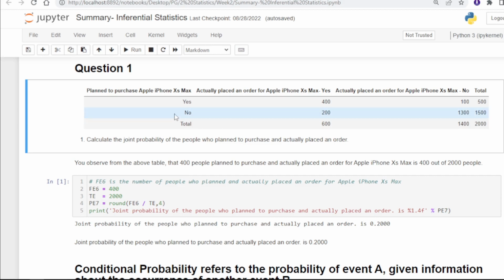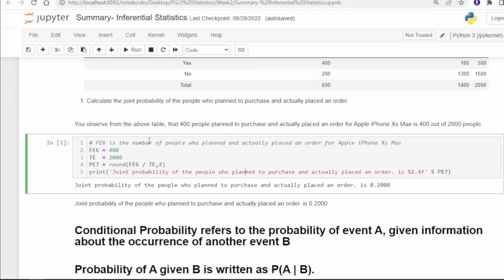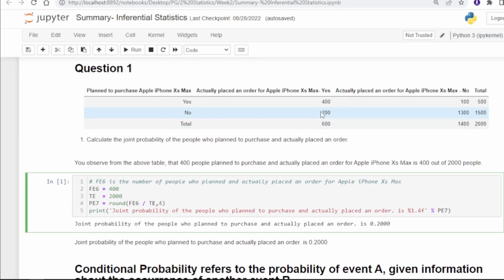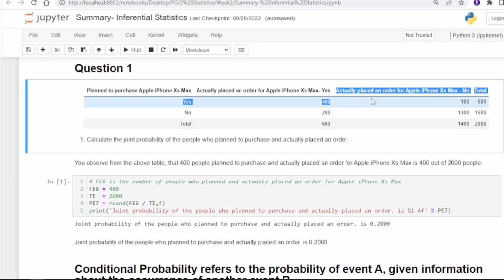So here you can see, in this table, we have plan to purchase Apple phone. If yes, and they actually placed an order, there are 400. And if they do not purchase, there are 100. So for that we have to find the joint probability. You can observe from the above table that 400 planned to purchase and actually placed an order for that phone. So the value will be 400 out of 2000, because 2000 is the total.